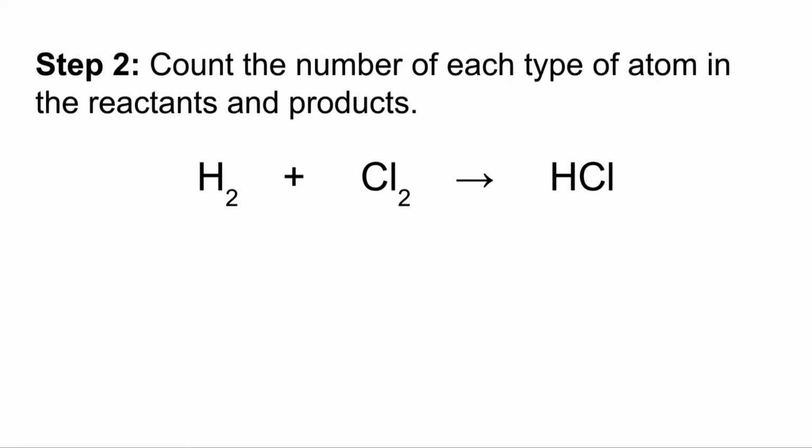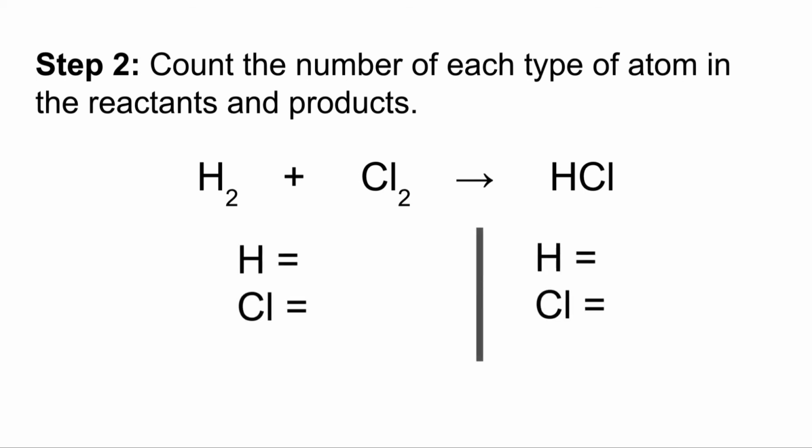Next, we are going to count the number of each type of atom in the reactants and products. To do this, draw a line that separates the two sides of the reaction. Then write out each element that appears on the reactants and product side. The subscripts tell us that there are 2 hydrogen and chlorine on the reactant side, and on the product side we have just 1 hydrogen and chlorine.